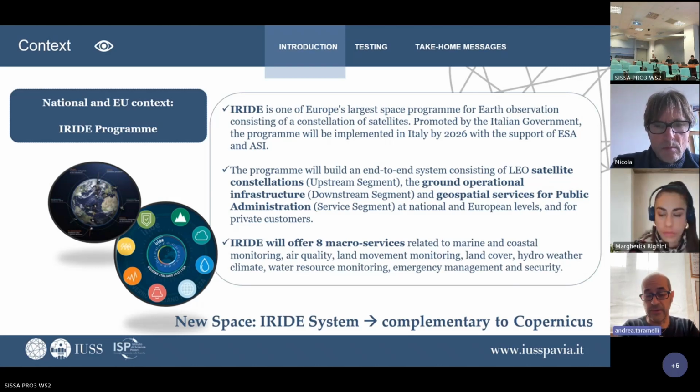Iride will offer, and by 2026 this will all be built, 8 microservices related to marine and coastal monitoring, air quality, land movement monitoring, land cover, and so on. Just to make an example, most of you, I'm pretty sure, are using the weather app on your smartphone. Most of these weather apps, and also air quality apps, are based on Copernicus data and information processed at European level by entrusted entities like ECMWF, and now we are building this system at national level. So the Iride system is going to be complementary to Copernicus.